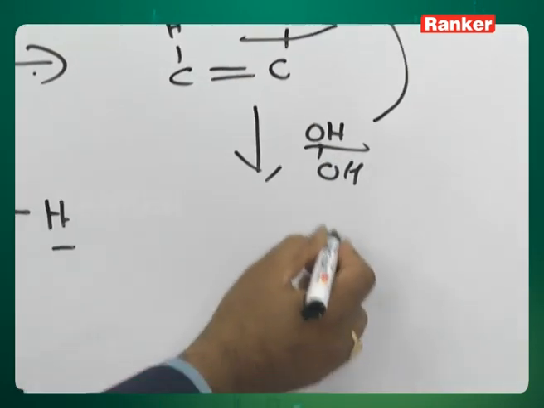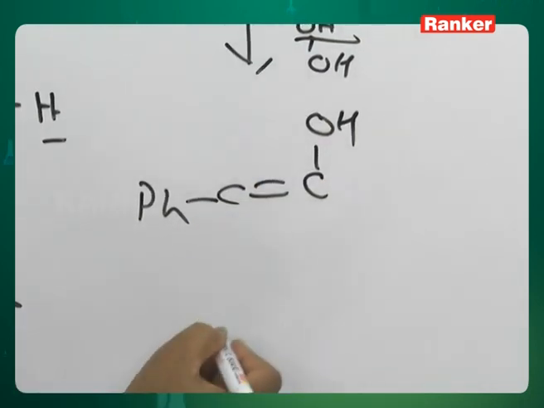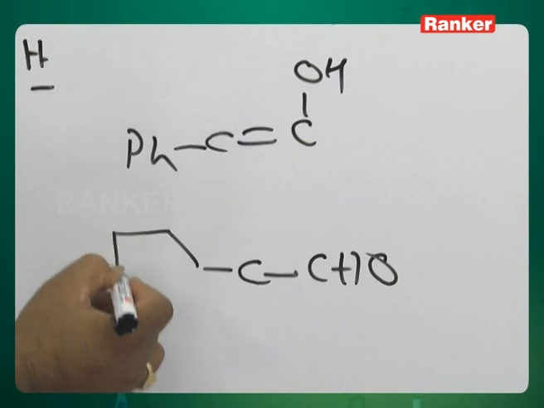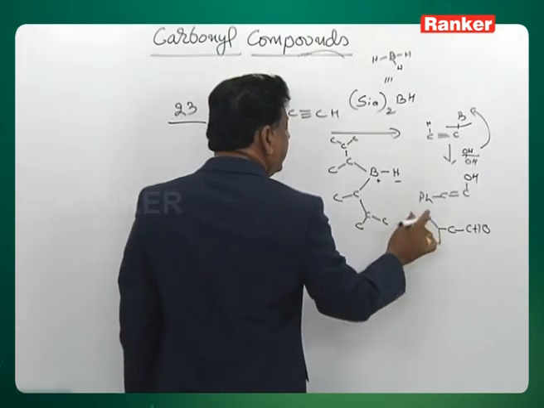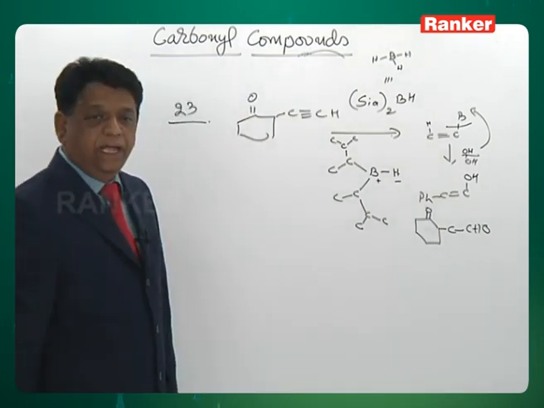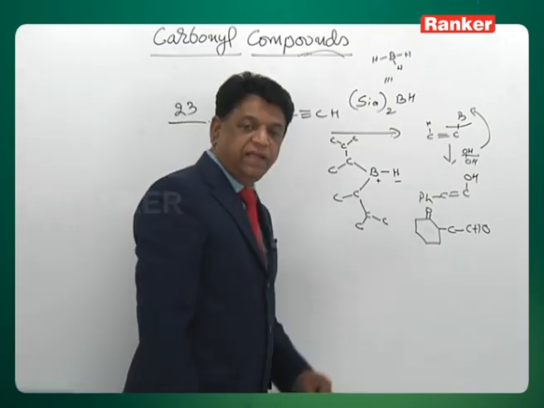So the enol is formed. This enol, with the phenyl there, tautomerizes and you will get an aldehyde group. So finally what comes is a benzene, and the carbonyl group will be there, so on the side you will get CH2CHO. So this is the final answer. Search for this answer in this reaction.